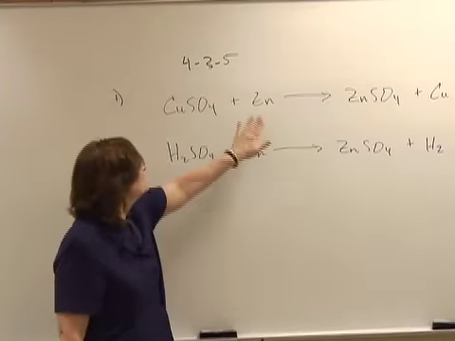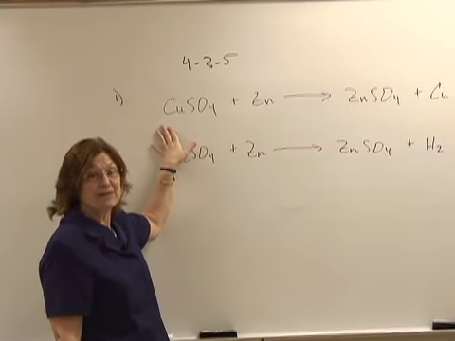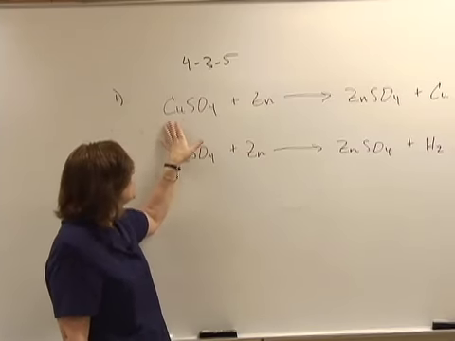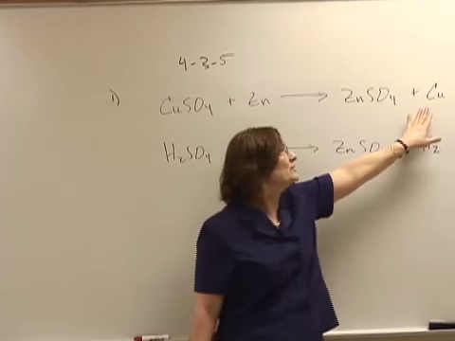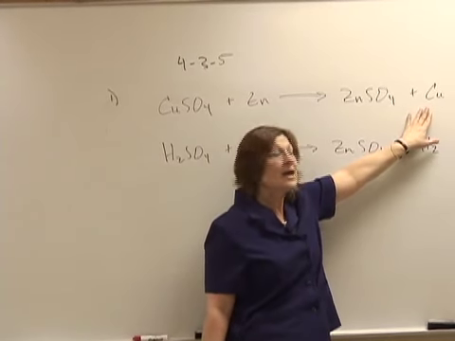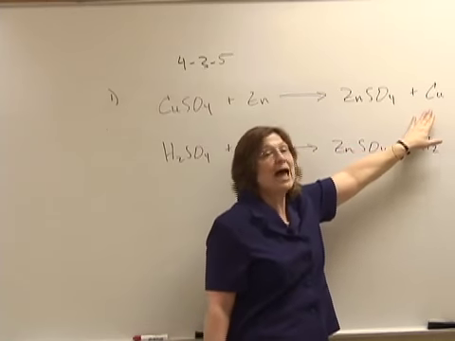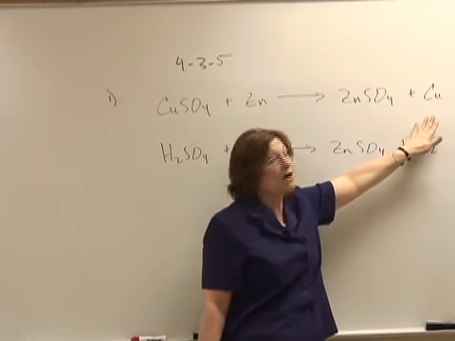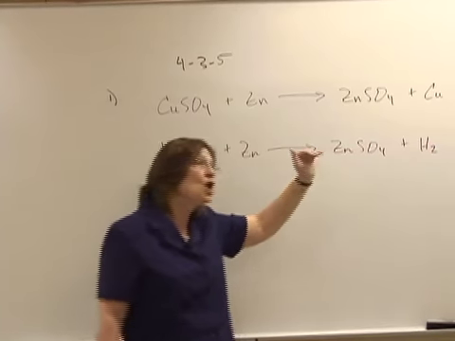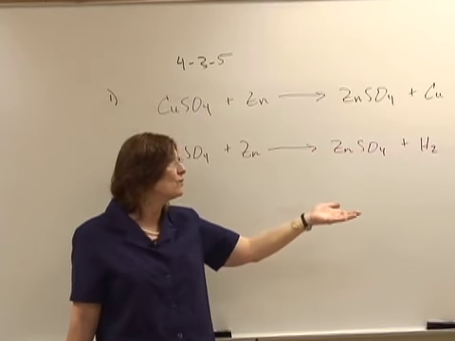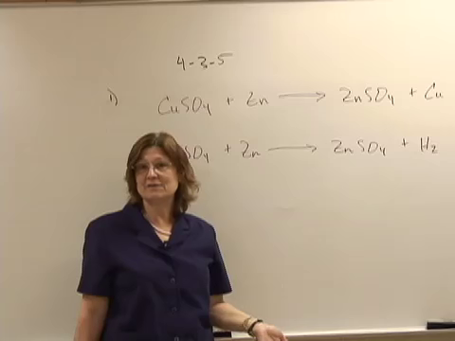Because when we added the zinc to the copper 2 sulfate, that beautiful blue solution, then the copper dropped out and we saw the red copper in the bottom, and the zinc sulfate is in solution. The copper dropped out of solution. It's a solid. It's on the bottom. Now we know that we saw bubbles, and therefore there had to be a gas that was evolved.